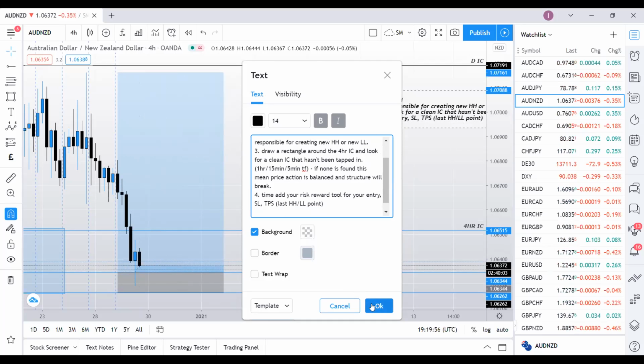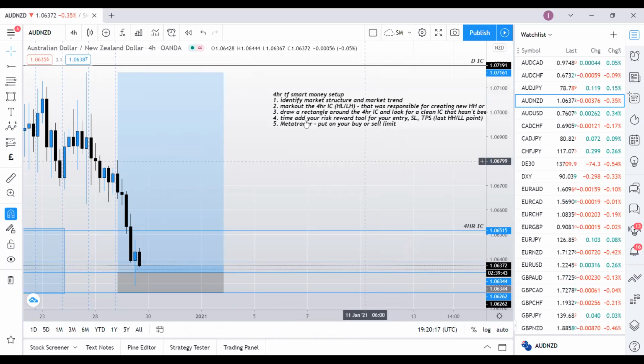And then on MetaTrader, you're going to put on your buy or sell limit. And by the way, it could take a couple of days before it triggers. So that's where you've got to be patient with it.